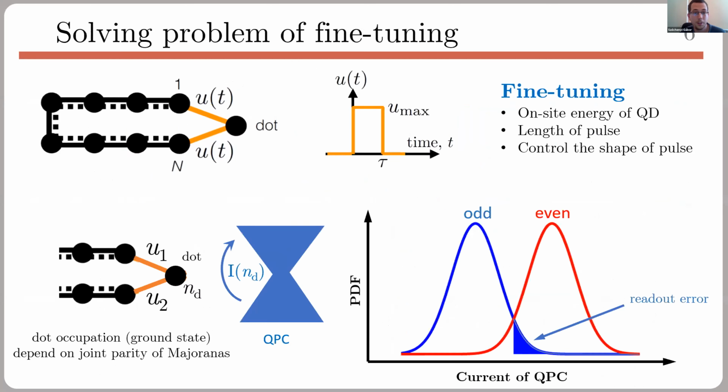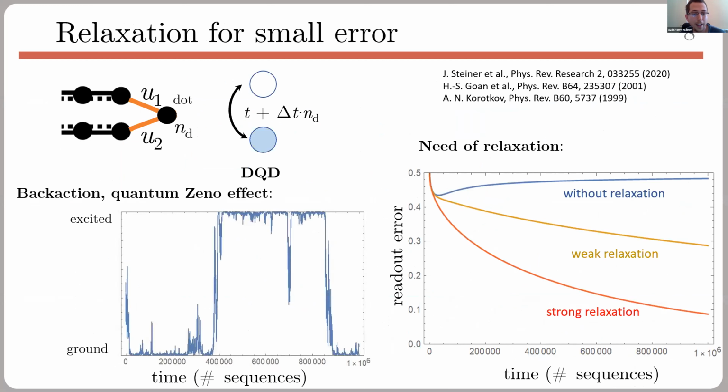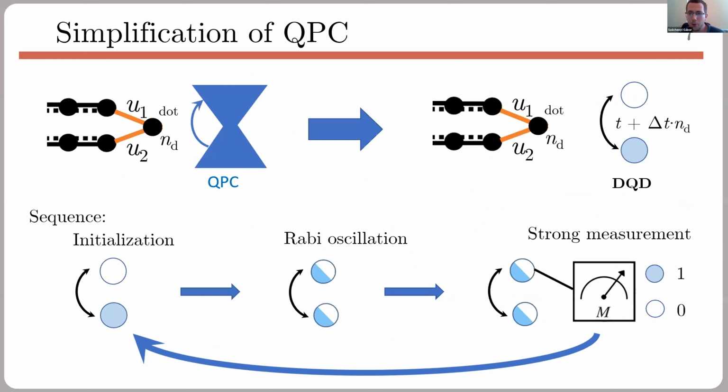The Zeno effect is still under process. We are working on that: how can we understand this quantum Zeno effect? It is due to the continuous measurement. So we make a strong measurement and somehow we fix the ground state of this wire and dot system. I see.